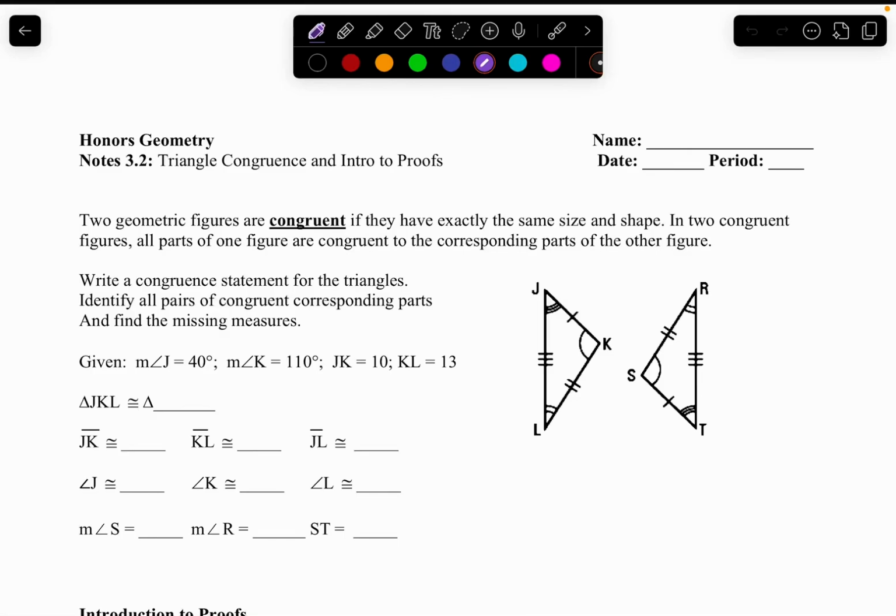Hello everybody. This video is going to cover our 3.2 notes, which is triangle congruence and introduction to proofs. Whenever we are talking about proofs for this unit, our main goal for this unit is to prove that triangles are congruent. So we need to talk about congruence and then make our way into proofs.